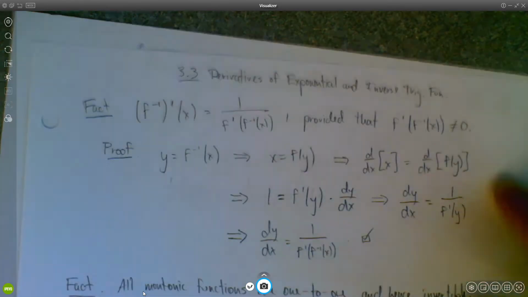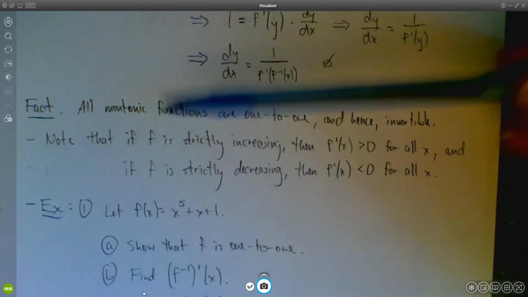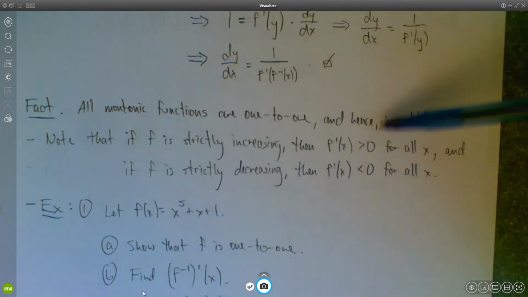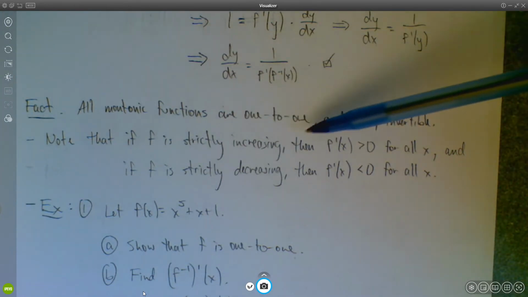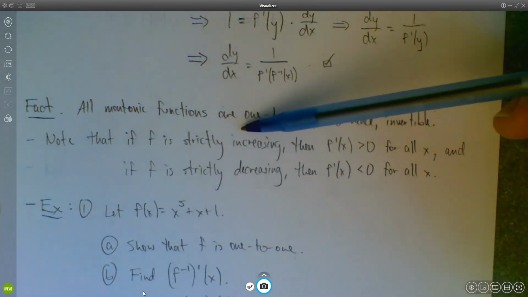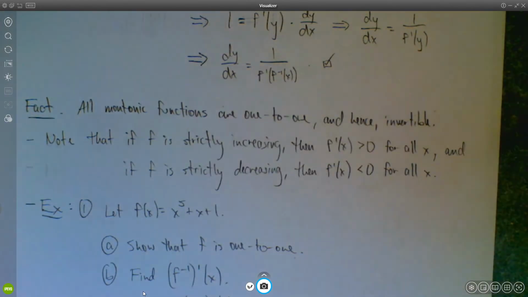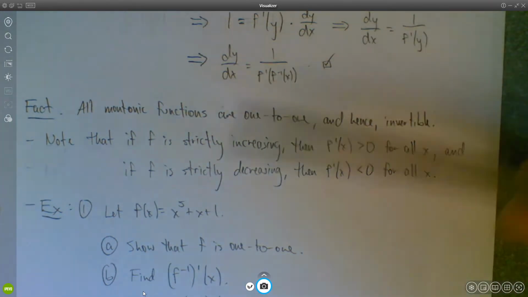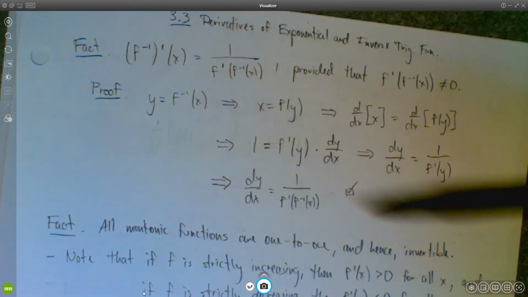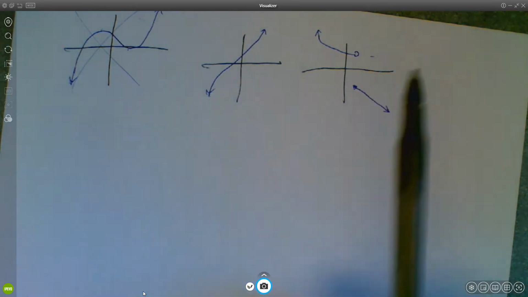Now, how do you tell if a function is strictly increasing or strictly decreasing? Well, if f is strictly increasing, then its derivative would have to be positive for any value of x. That makes sense, right? If it's strictly increasing, then its rate of change is always positive. And similarly, if it's strictly decreasing, its rate of change is always negative. So what I want to do is give you an example now that ties these two facts together and lets you know why they might be of interest to us.